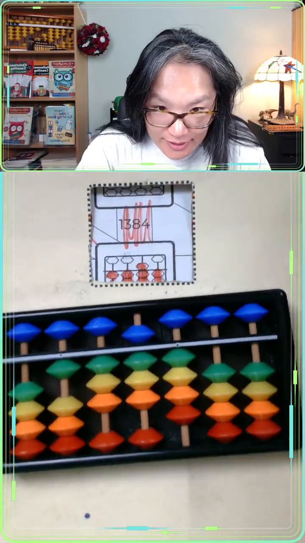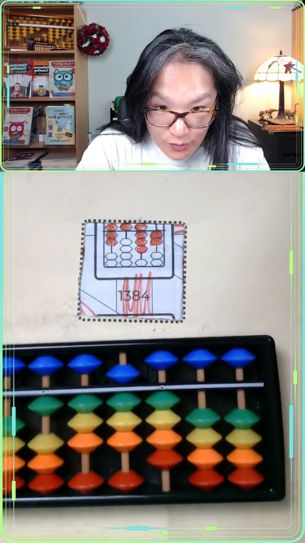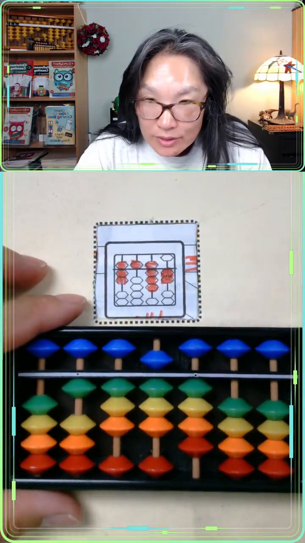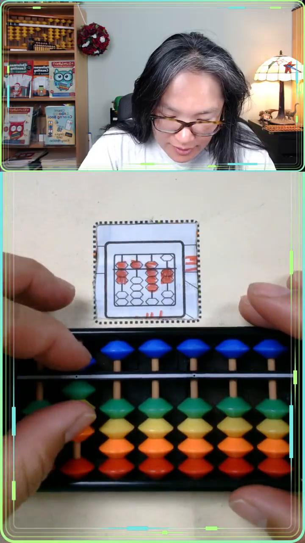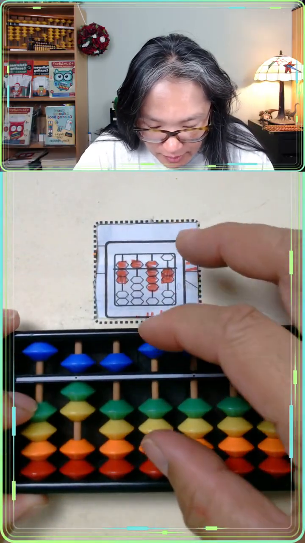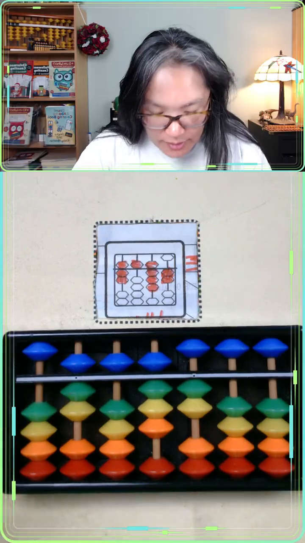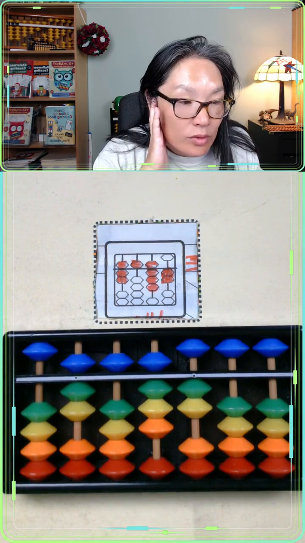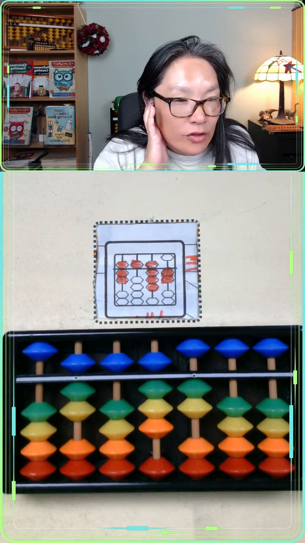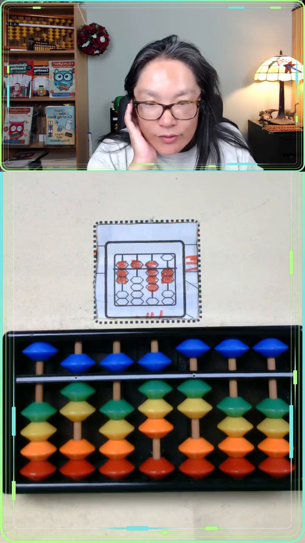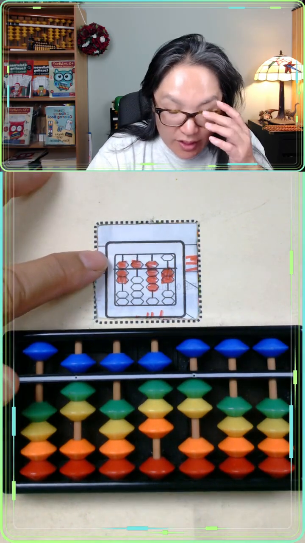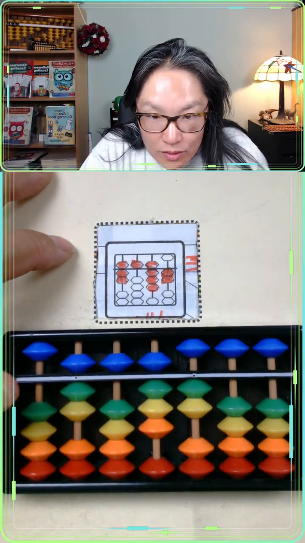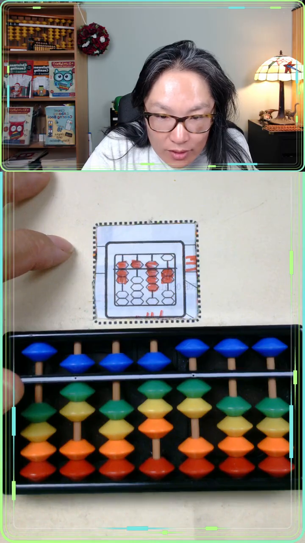So what is our next number? We have our thousands, our hundreds, our tens, and our ones. For those of you that are interested, I do have this abacus available. And if you're looking for a 3-digit abacus, I do have that as well. 3 digits is just 3 digits. This is 4 digits.